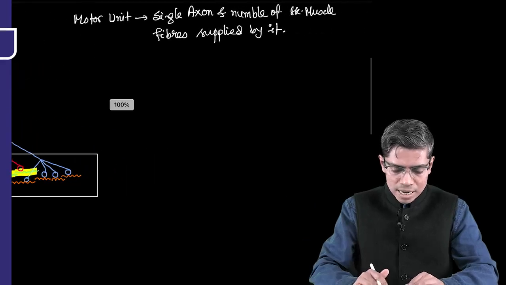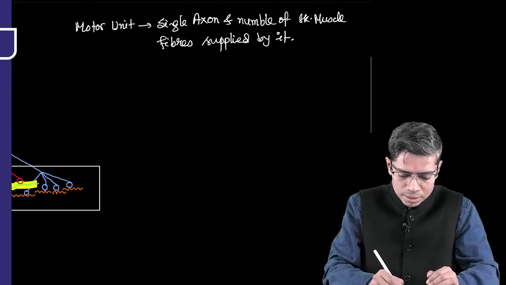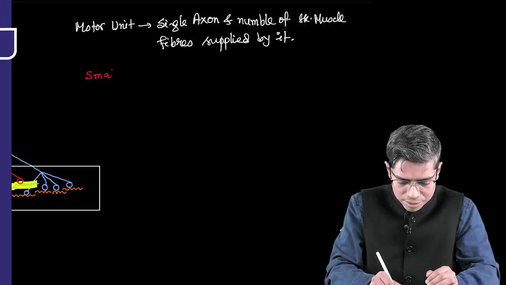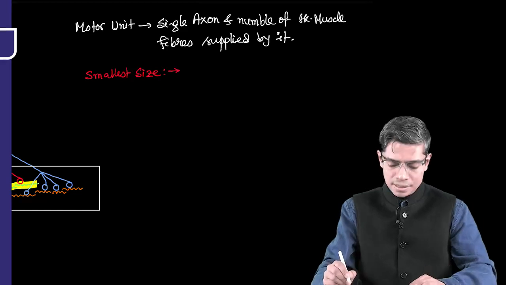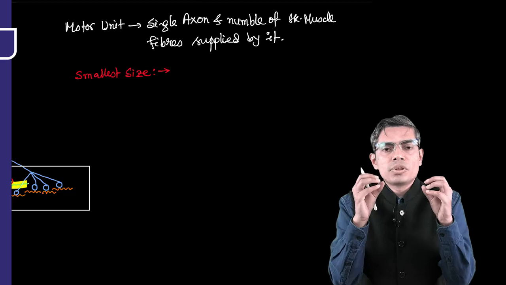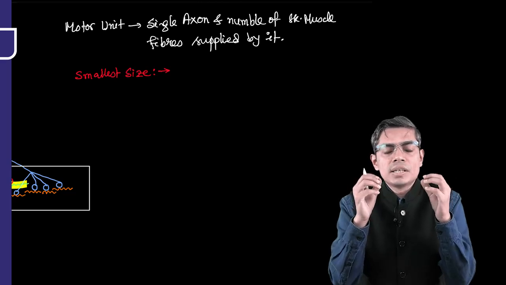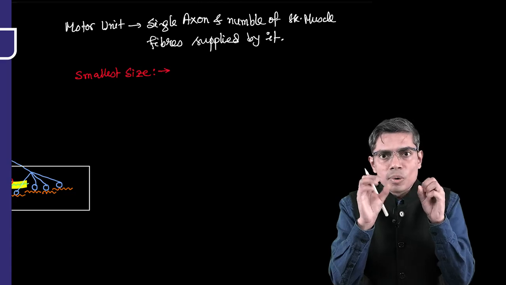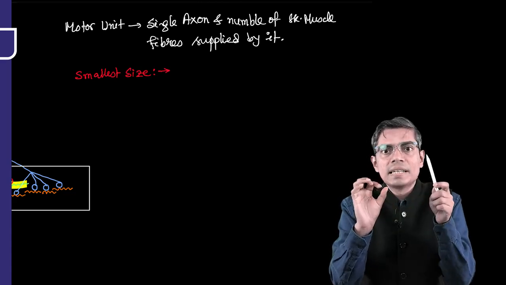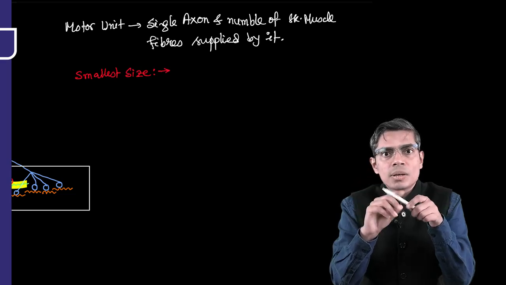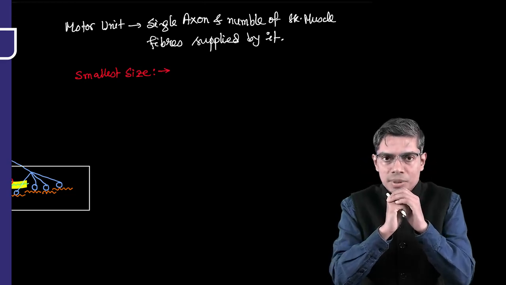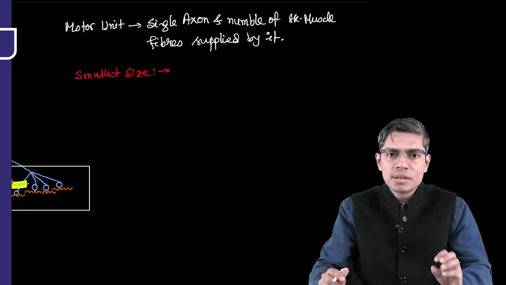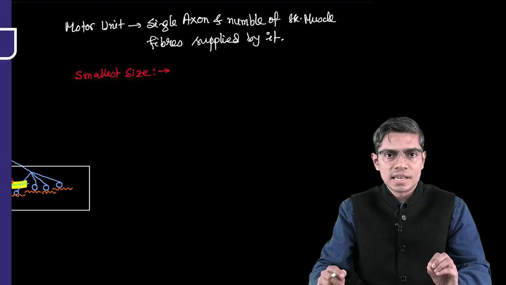So your MCQ is: in our body, the smallest size motor unit is found in which skeletal muscle, right? Please remember, if your motor unit size is smaller, then you require those motor units for fine movement. For example, when I am writing, there is fine movement of my finger. When I am moving my eyeball, there is a very fine adjustment of the eyeball movement. So please remember, fine movements require small size or smallest size motor units.